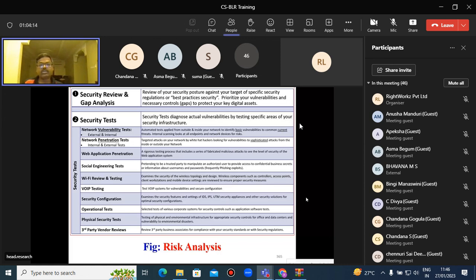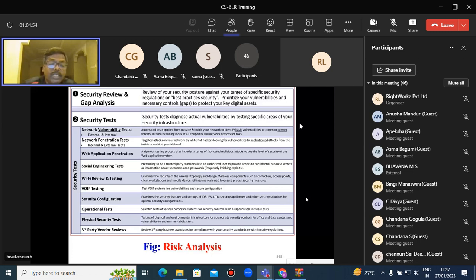A security test diagnoses actual vulnerabilities by testing specific areas of your security infrastructure. Okay. So a security test diagnoses actual vulnerability. What type of security vulnerabilities happen? They are testing through infrastructure, through tools and techniques. Okay. So examples are network vulnerability test, maybe internal or external. Then network penetration test, maybe internal or external test.